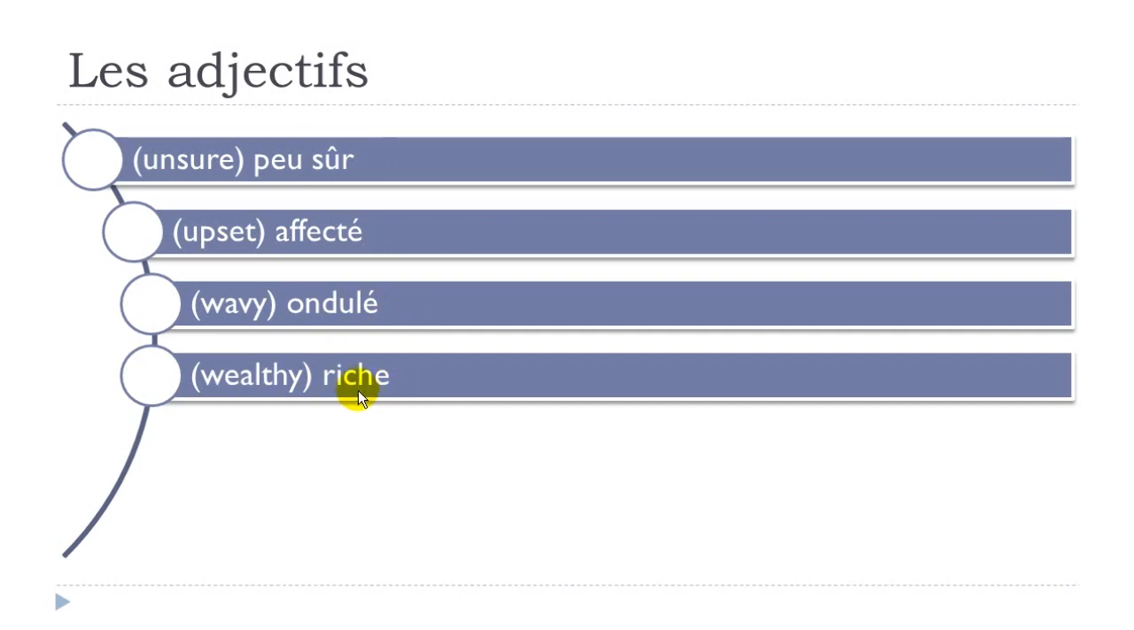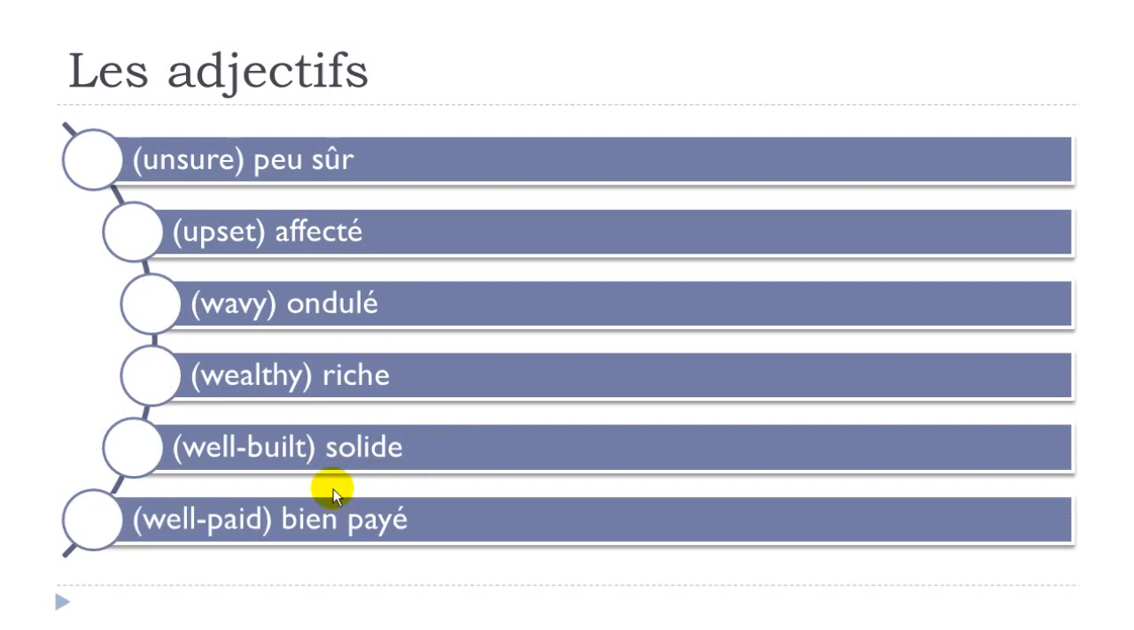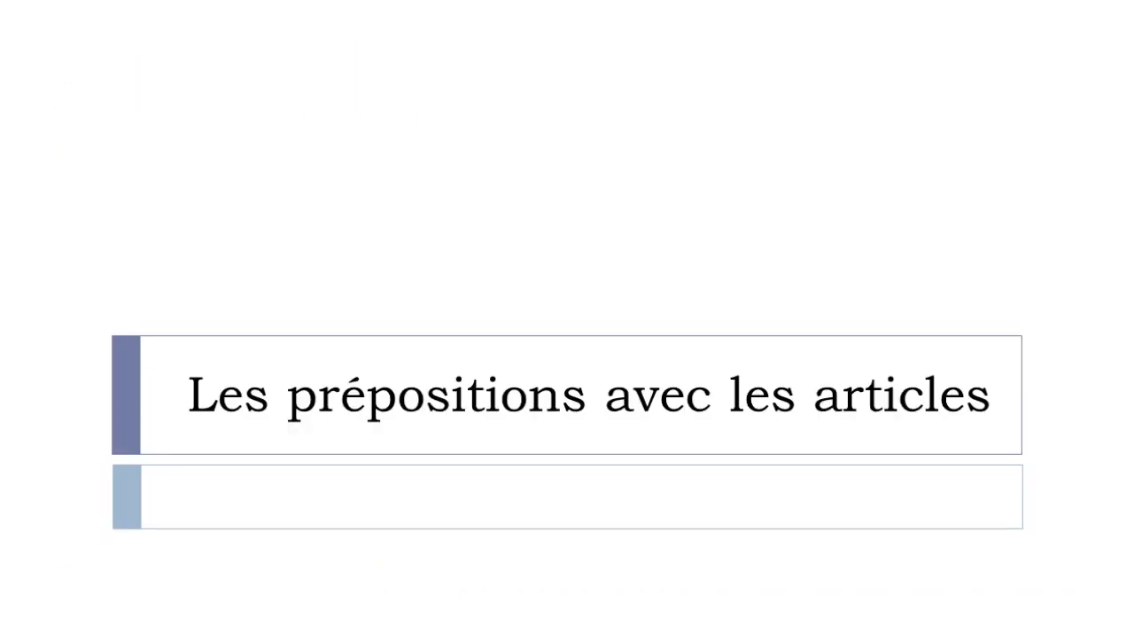Riche. Okay, remember, C-H-E, sh. So, sh normally, but then you don't insist on the final E, so, sh. Riche. Solide. Same thing here, don't insist on the final E. Solide. Bien payé. Okay, remember, final E accent aigu, et. Payé. And then I-E-N, yen. Bien payé.